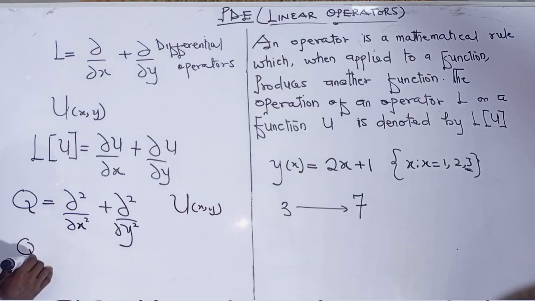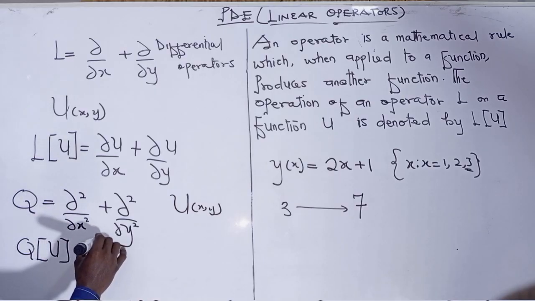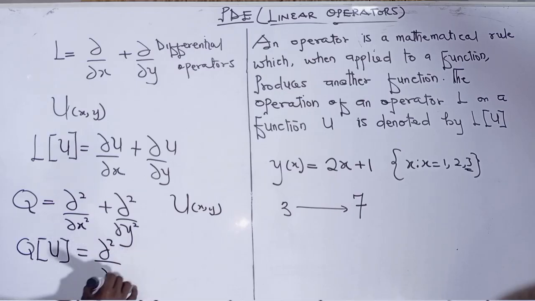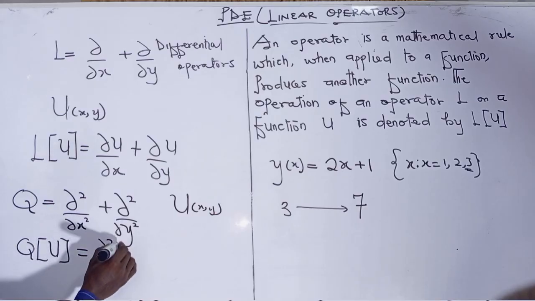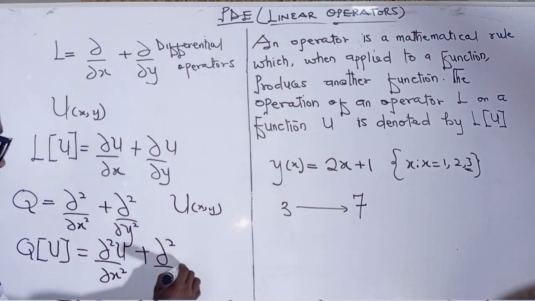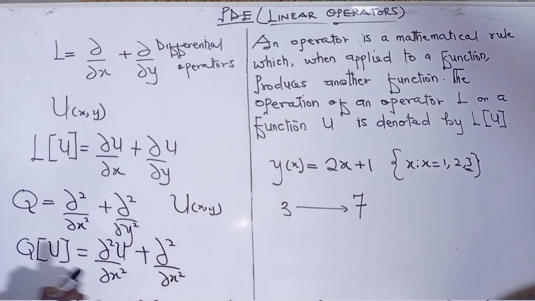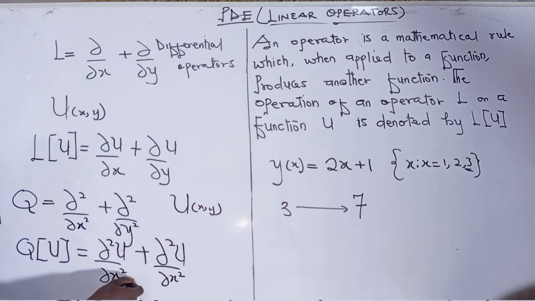So we have the operator operating on the function u. This is how we write it. We are first going to write the operator ∂²/∂s², then we attach our function to it. So we have plus ∂²/∂s², we attach our function to it. So operating the operator Q on the function u, we are going to get ∂²u/∂s² plus ∂²u/∂s².